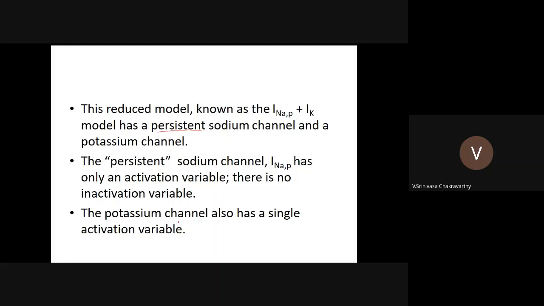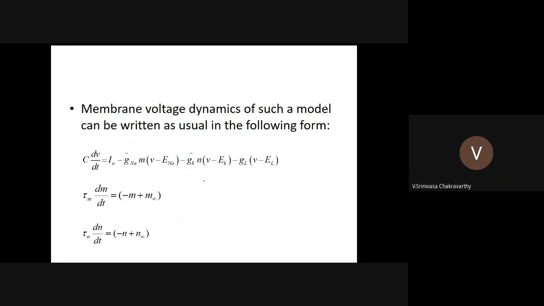This potassium channel also has a single activation variable. So in this case, you can easily see that there is a voltage variable Vm, a sodium variable and a potassium variable. We'll make some assumptions just like before and reduce it to two variables. Since there's no inactivation variable, that gating variable is gone, so you're left with three variables. But even these three we will reduce to two. You can express it in general like this.